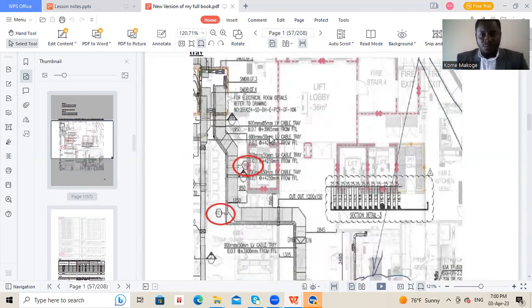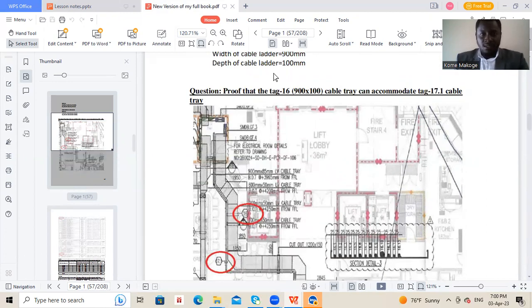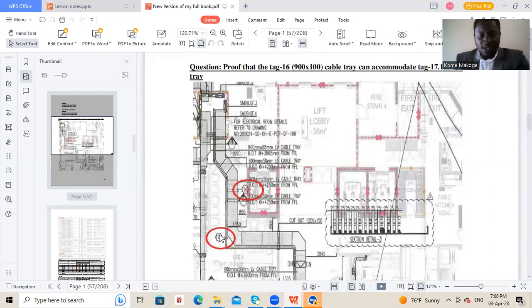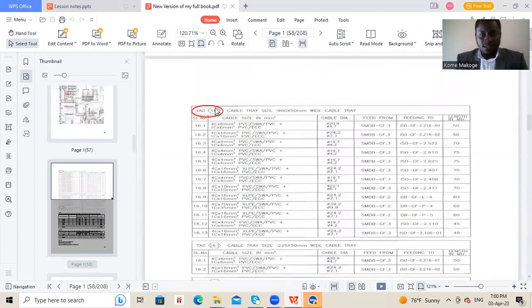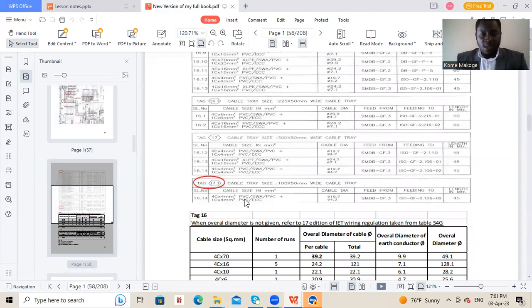So we have a graphic here. We show our cable tray and the tag, which is 16, and the dimension of 16. So it can accommodate 17.1, as you can see here. If we move down, you see this is tag 16. These are the different cables that are being laid in tag 16. And then 17.1 is the cable laid in tag 17.1, which is a 4 square cable and a single PVC wire which is used for earth.